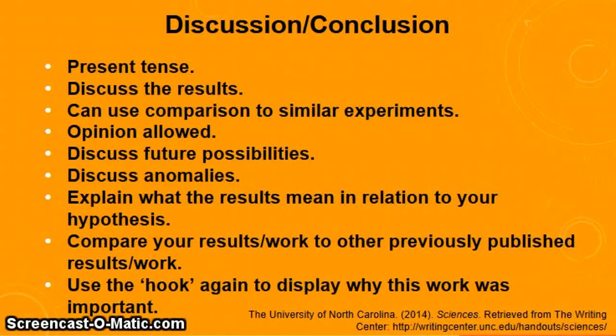The discussion and conclusion section of your paper needs to be written in present tense. This is where you discuss your results. You should use comparison to similar experiments when possible. Be sure to discuss future possibilities and any potential anomalies. This section is designed to explain what the results mean in relation to your hypothesis. The conclusion is also where you again compare your results and work to other previously published results and work. You should use the hook technique again in this section as well to display why this work was important.